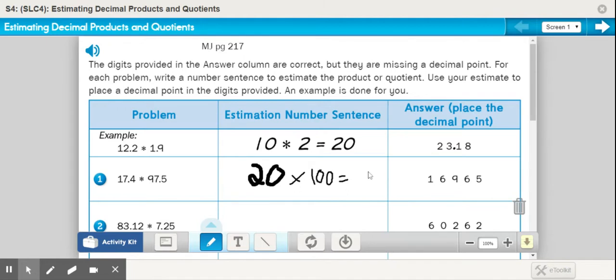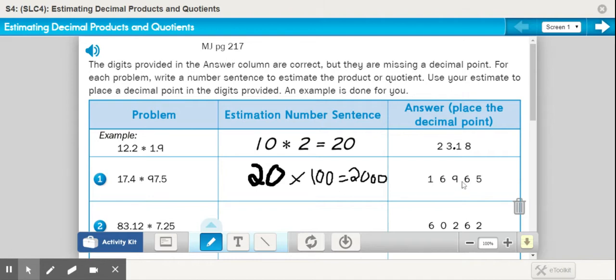So now I have a basic extended multiplication fact. 2 times 1 is 2, and then I have 1, 2, 3 zeros to add on. So that means my answer is going to be somewhere near 2,000. So now we have to figure out where the decimal goes. Well, if I put the decimal here, that is only 1 and 6,965 10,000ths. If I put the decimal here, that is only 16 and 965 thousandths, not close to 2,000 yet.